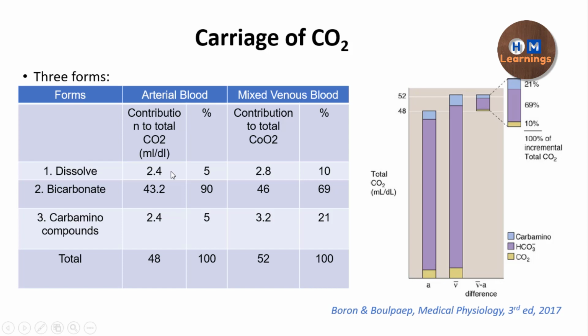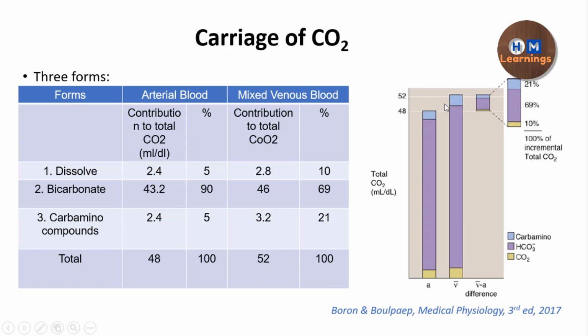Now when we talk about carbon dioxide, we tend to think more about the venous blood, the mixed venous blood, and not about the arterial blood. But it is very important that we think about the arterial blood as well as the mixed venous blood, because as you can see in this graph, the total carbon dioxide in the arterial blood, A stands for the arterial blood, is around 48 milliliters per deciliter. That means 100 ml of the arterial blood has 48 milliliters of carbon dioxide. And if you see the mixed venous blood here, it has a total carbon dioxide level of about 52 ml per deciliter of the venous blood.